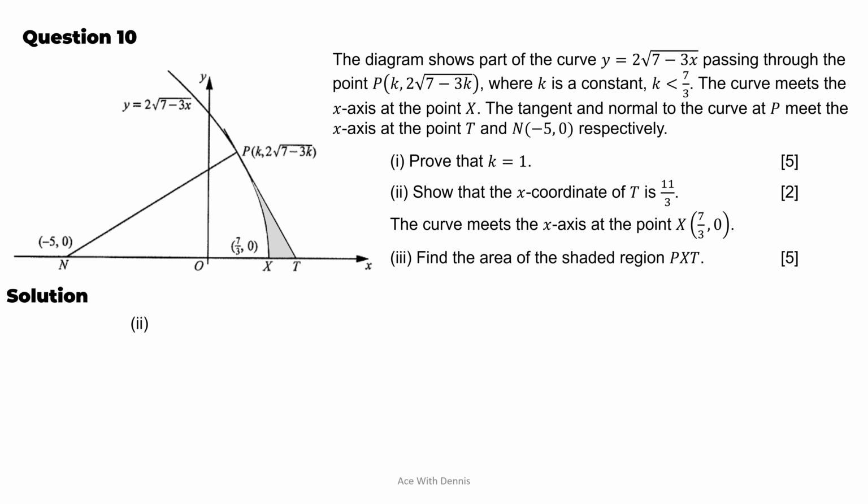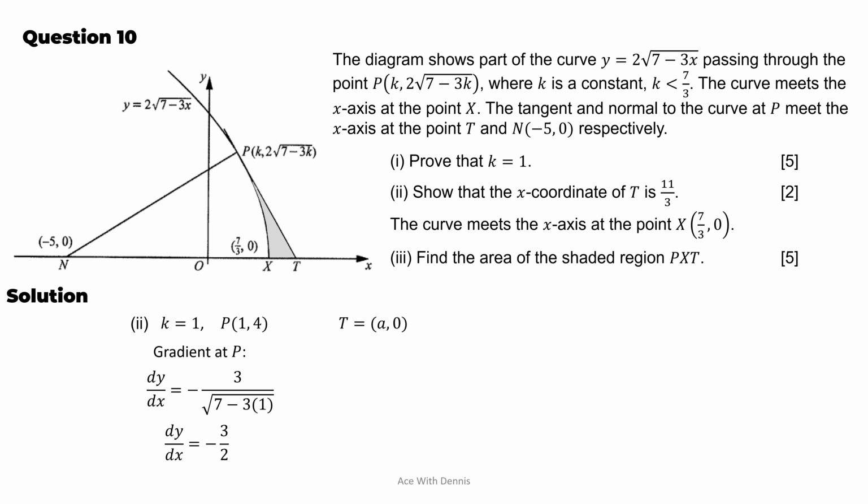Solution for part 2. When k equals 1, the coordinates of P will be (1, 4). So the gradient at P, just by substituting the value of x equals 1 into dy over dx, we get negative 3 over square root of 7 minus 3 times 1. And dy over dx equals negative 3 over 2, which means this is the gradient of the tangent.